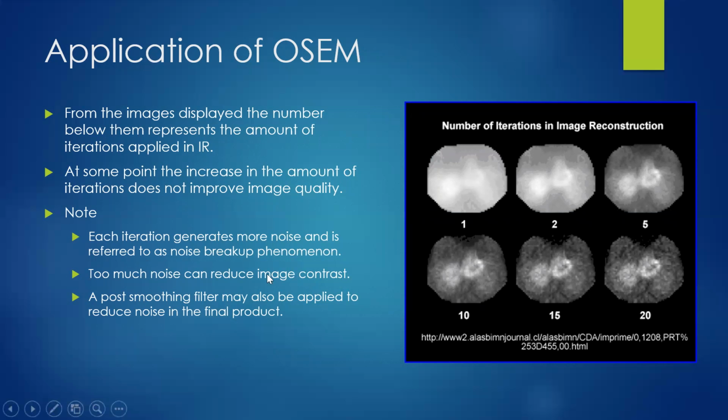A couple of other quick notes here is that each iteration does generate more noise. And think about more noise because it's finding more and more true counts. This is also referred to as the noise breakup phenomenon. Too much noise can also reduce image contrast. And for that reason, what often will happen after you do an OSEM processing or filtering, you're then going to go back and post filter by doing another smoothing filter on the data.